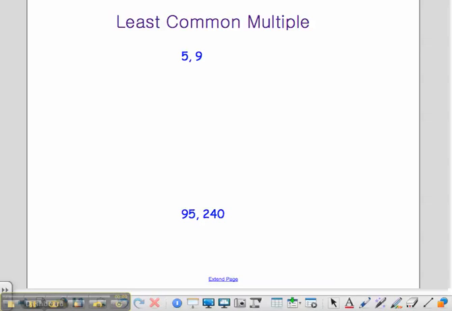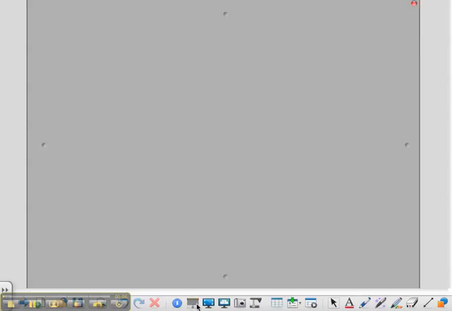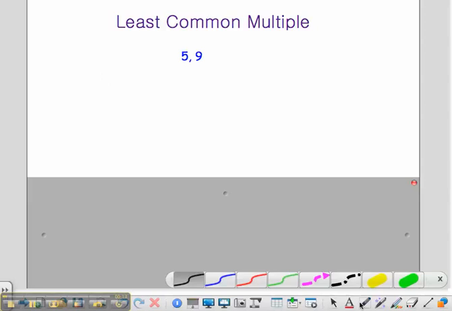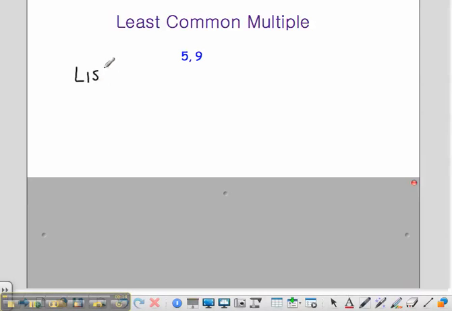For this lesson, I'm going to review least common multiple. There are two ways that I'm going to review. The first way is by listing the factors of the two numbers. So we'll list the multiples of 5, and then we will list the multiples of 9.